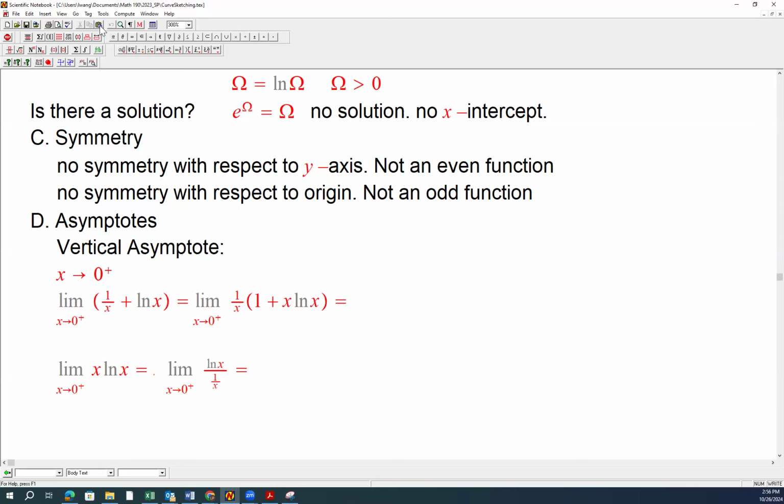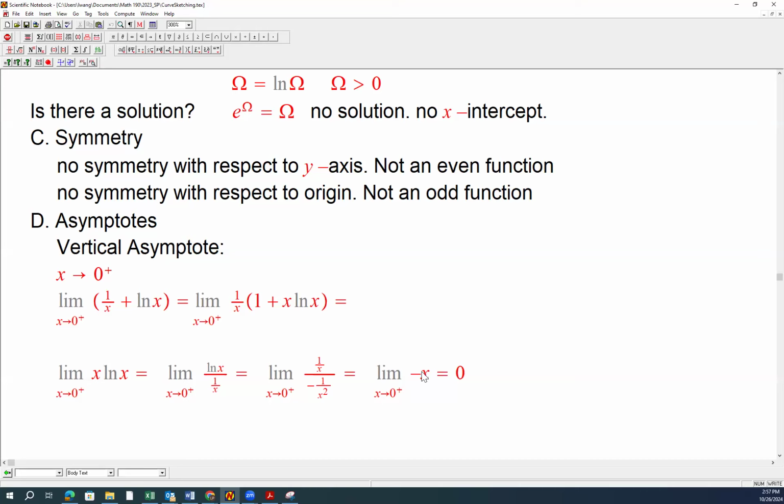So let's apply L'Hopital's rule. The derivative of the top is 1 over x. The derivative of the bottom is negative 1 over x squared. Now, simplifying, we get negative x. So this limit equals 0.